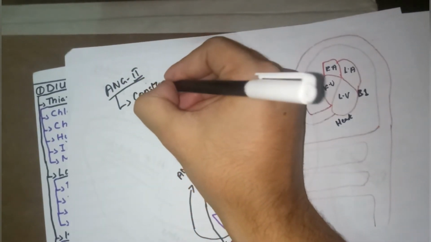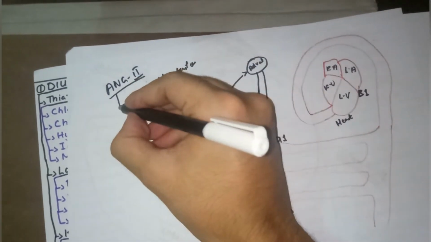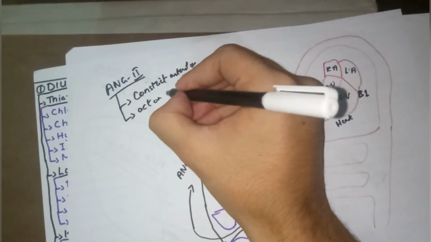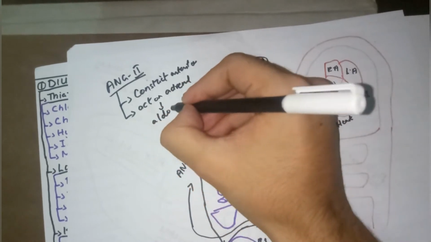constrict arterioles, and what is its other function? Act on the adrenal gland and produce aldosterone.